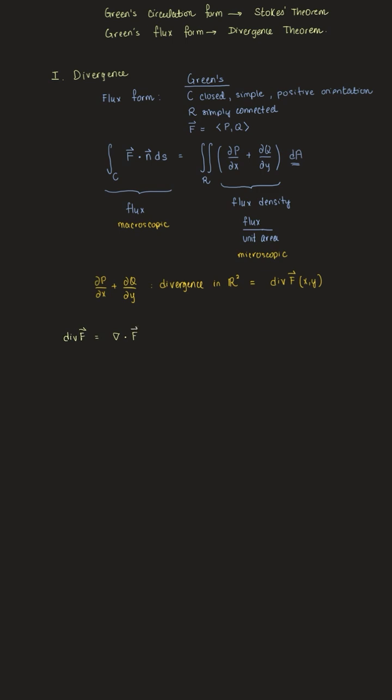So recall that our del operator is a vector that takes partial derivatives of components. So in R2, this would just be a vector that takes partial with respect to x, partial with respect to y. If our vector field is also in R2, then you can see that the dot product here of del and the vector field results in what we have defined to be our divergence. And so one thing to note, since this is a dot product, this is a scalar. So del acts on a vector field and the result is a scalar.